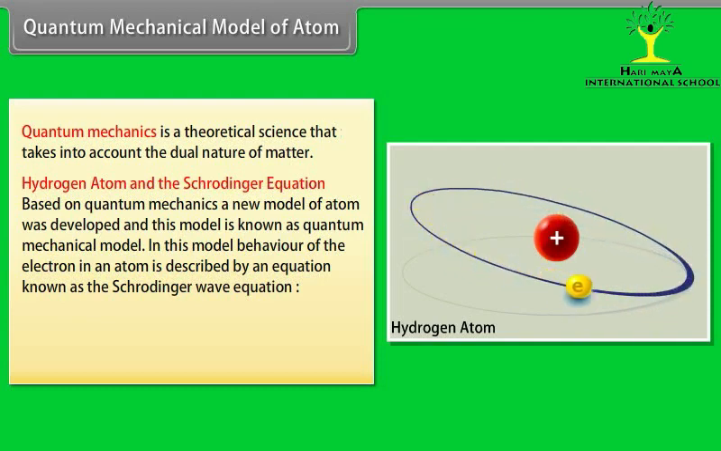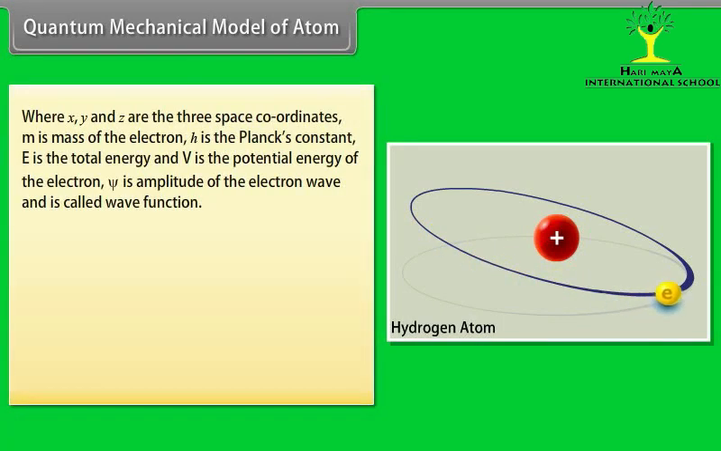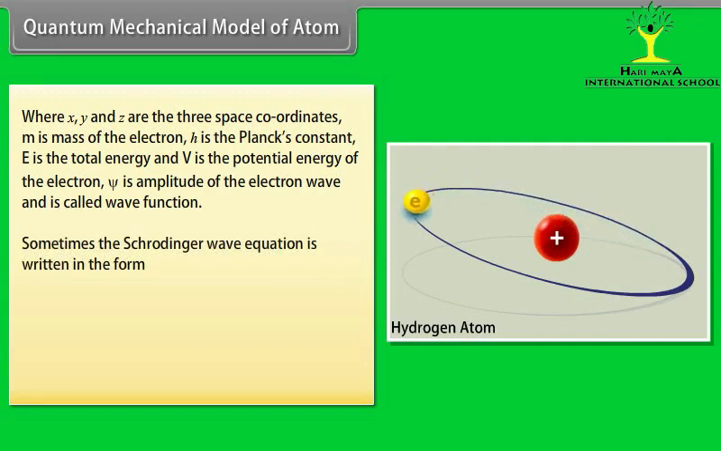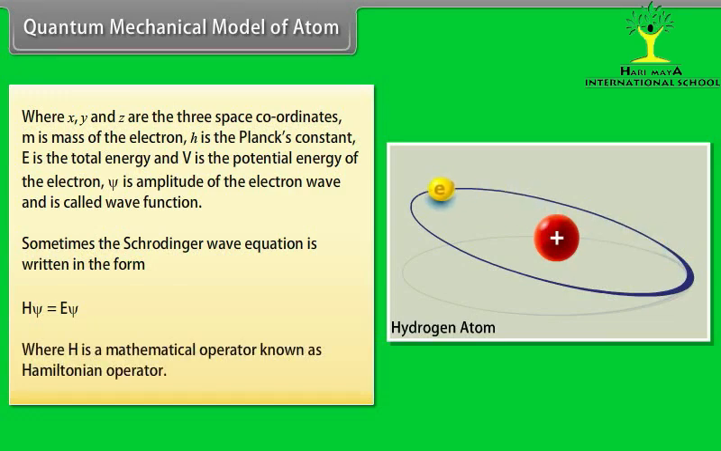In this model, the behavior of the electron in an atom is described by an equation known as the Schrodinger wave equation, where x, y, and z are the three space coordinates. m is the mass of the electron, h is Planck's constant, E is the total energy, and V is the potential energy of the electron. Psi is the amplitude of the electron wave and is called the wave function. Sometimes the Schrodinger wave equation is written in the form Hψ = Eψ, where H is a mathematical operator known as the Hamiltonian operator.